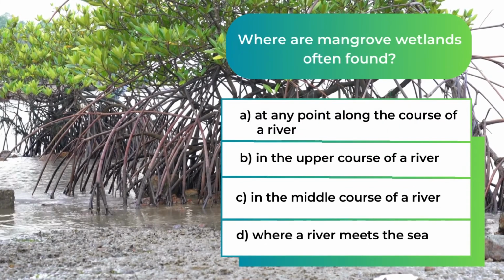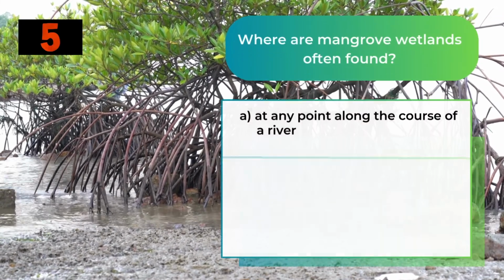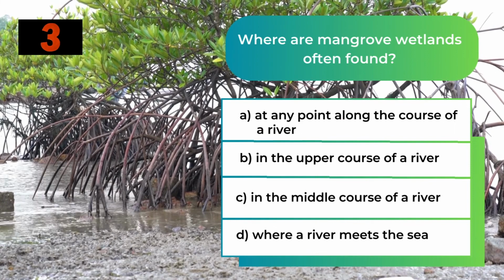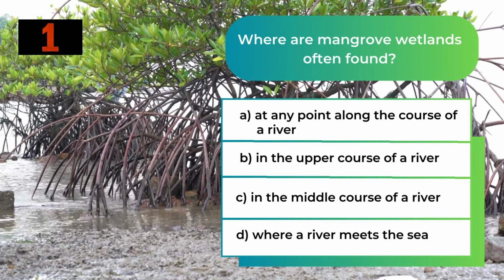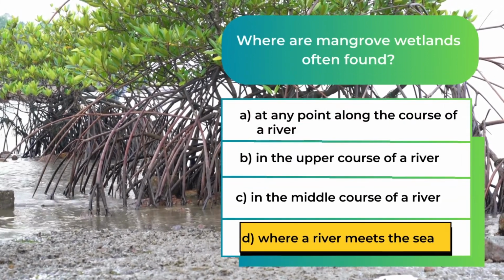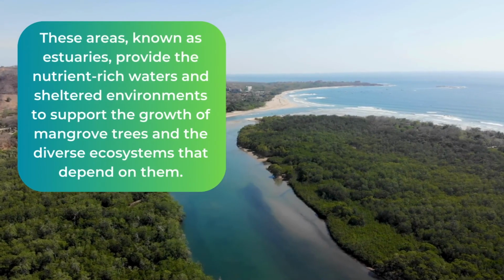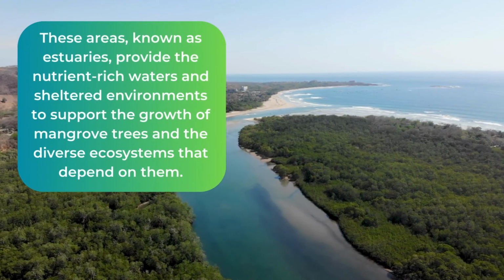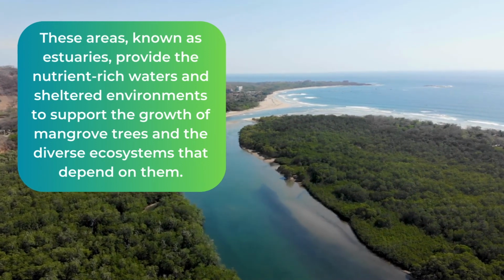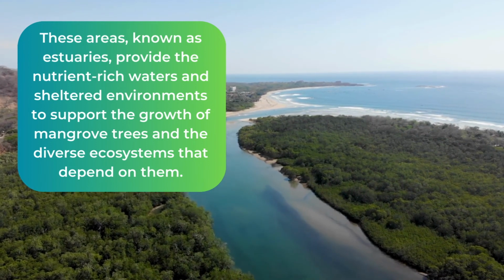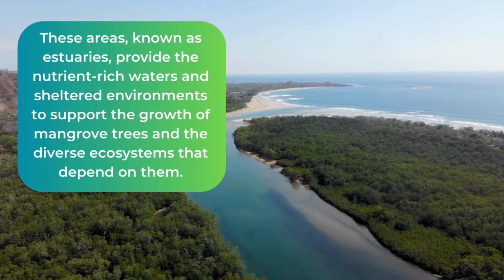Where are mangrove wetlands often found? The answer is D, where a river meets the sea. These areas, known as estuaries, provide the nutrient-rich waters and sheltered environments to support the growth of mangrove trees and the diverse ecosystems that depend on them.